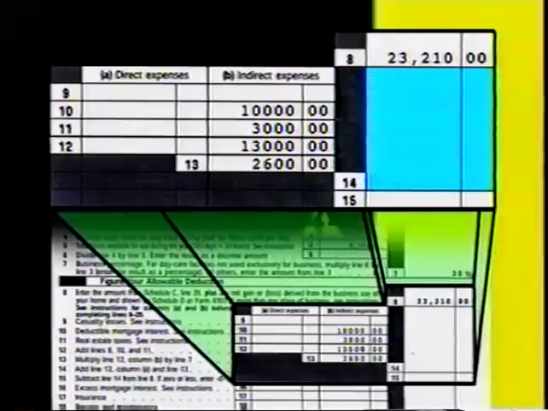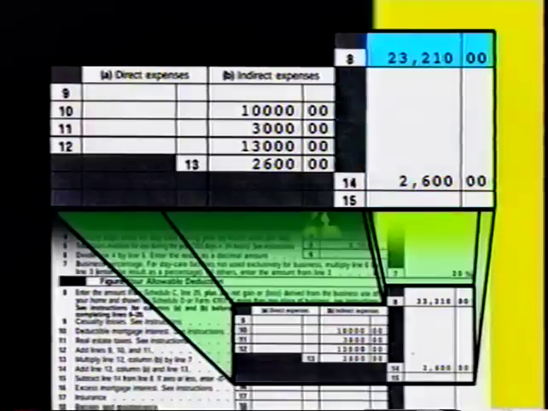For line 14, we add the direct and indirect expenses from lines 9 through 12. However, there are no direct expenses, so we just shift the indirect expenses, $2,600, over to line 14. For line 15, we subtract line 14 from line 8. The $23,210 of tentative profits we carried over from Schedule C for a running total of $20,610. Why did we do this?